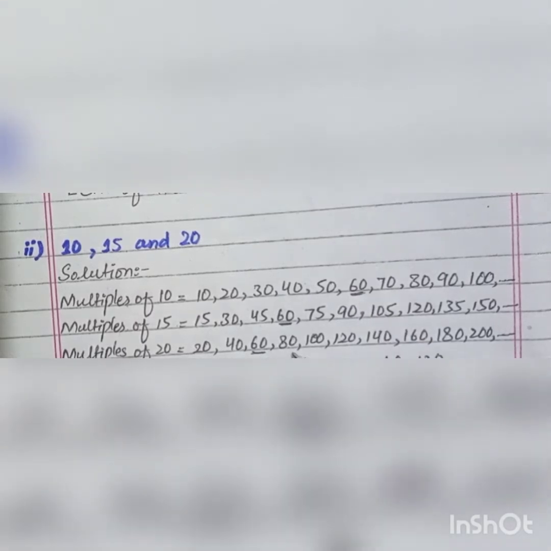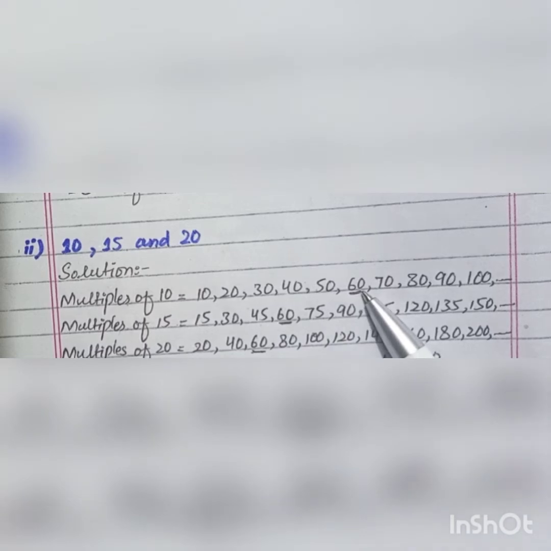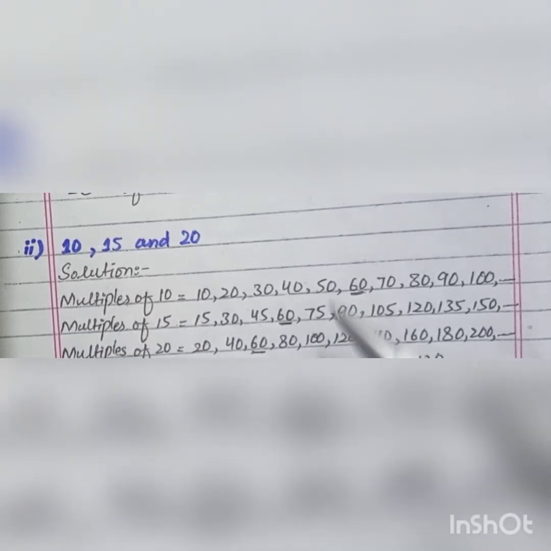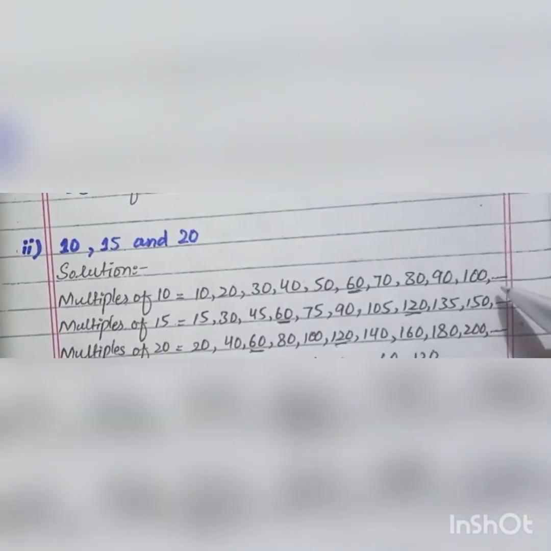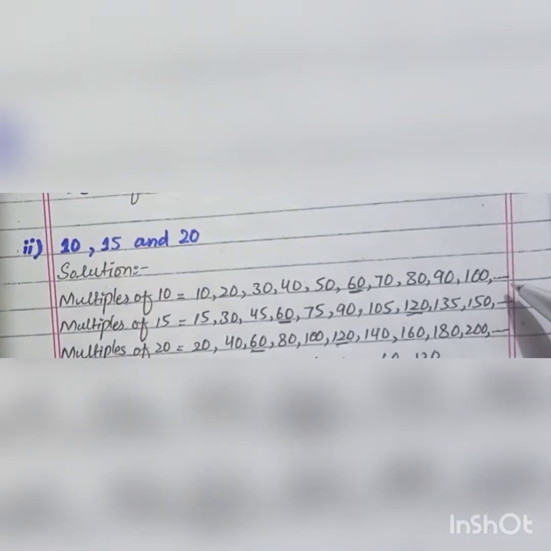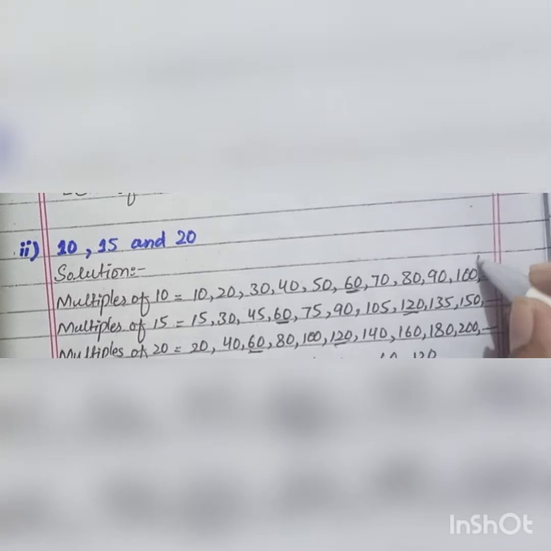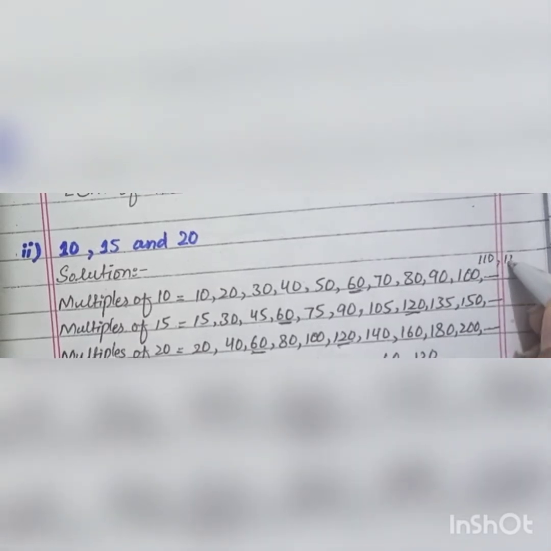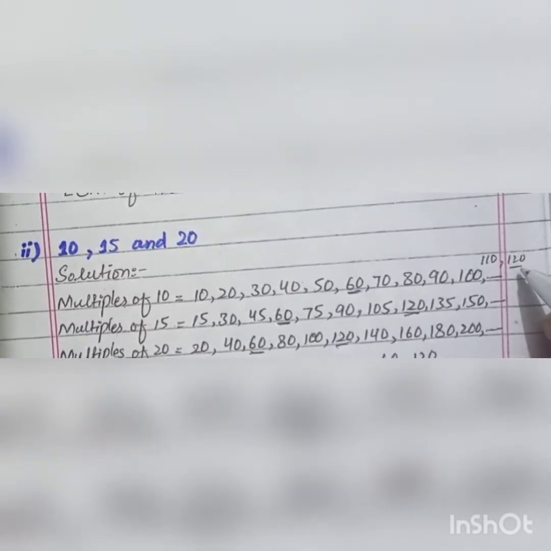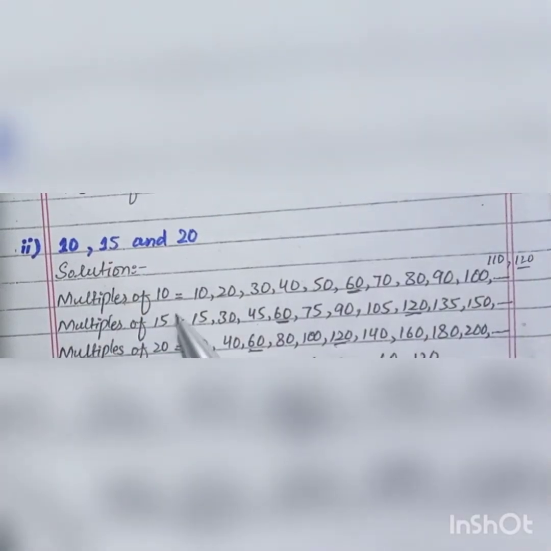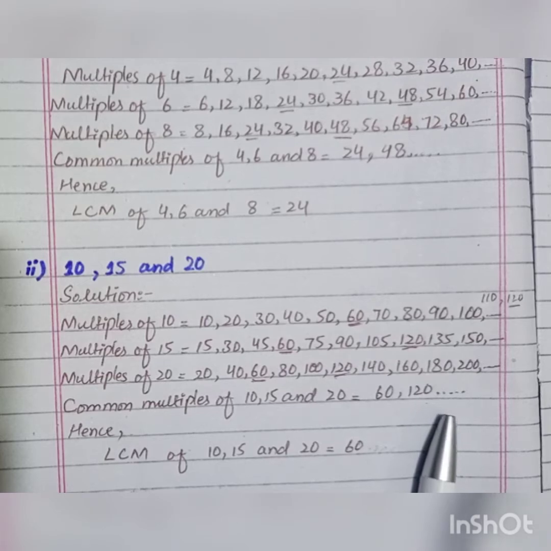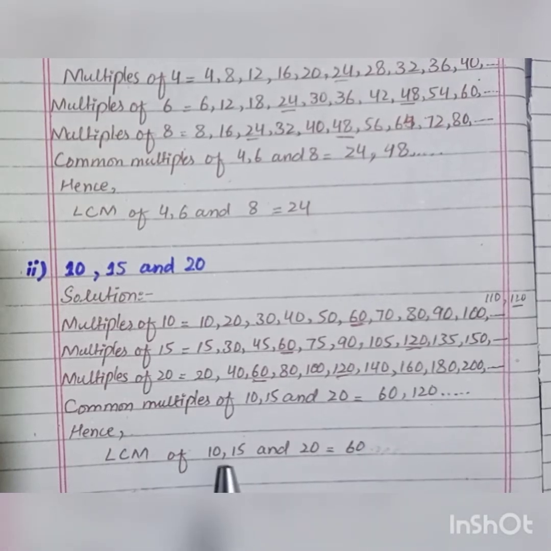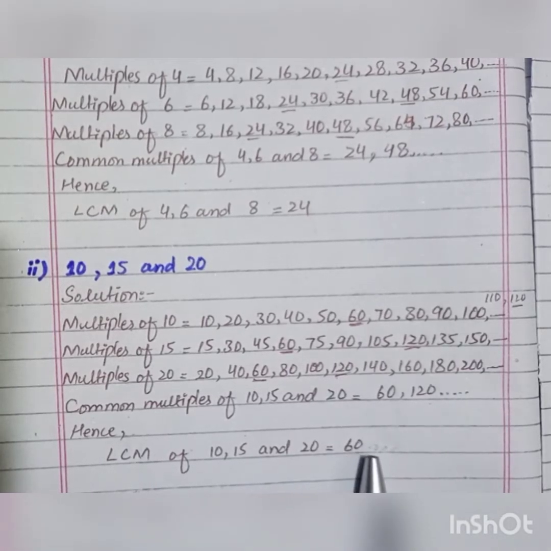Now here students, 80 is not common, 100 is also not common, and 120: here is 120 and also here is 120, and if we extend it forward, the next multiple would be 110 and 120. So 120 is also a multiple of 10 and it is common. I have written it here, and so on. Now the least common multiple is 60. So the LCM of 10, 15 and 20 is equal to 60.